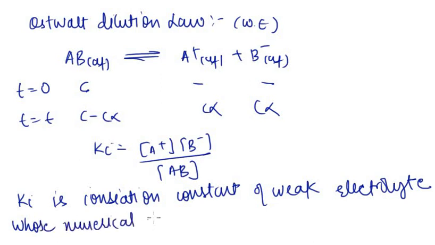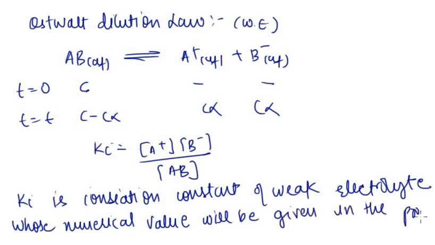Its numerical value will be given in the problem. What does it mean? Numerical value given means it is experimentally determined, or with the help of the data we can determine the value, but we can't change the value. It depends on temperature, which we will see later, but generally the values of Kp and Kc are given.